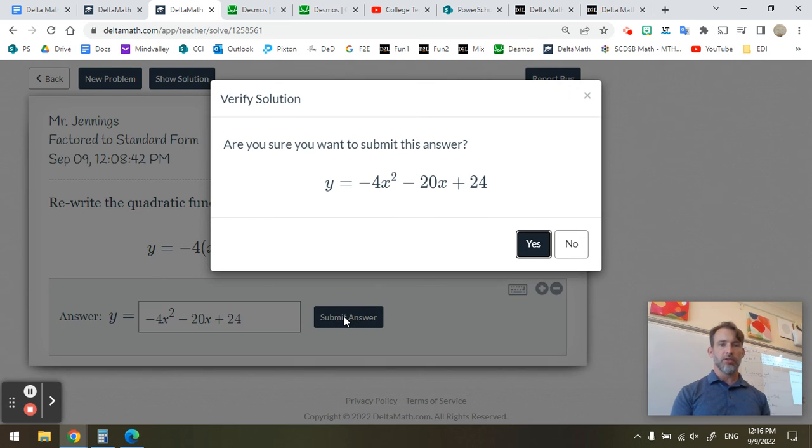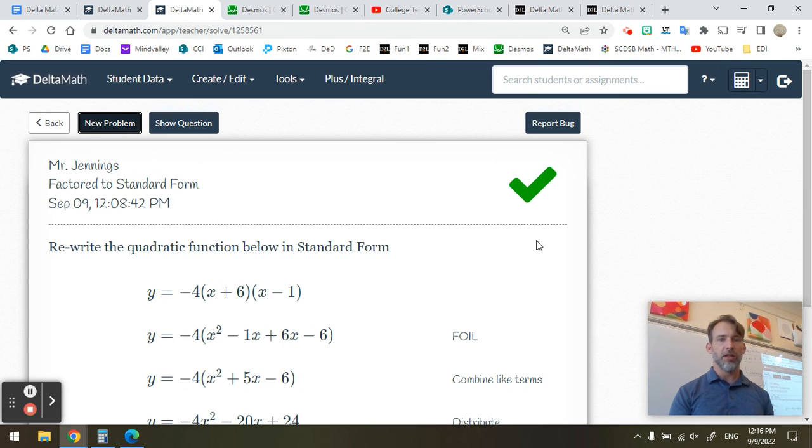Then we click submit answer. We say, yes, I'm confident in that. And when you see that green check mark, you can either mentally or physically give yourself a pat on the back. It's a very important part of your math learning process, is a little reward built into every correct answer that you get.